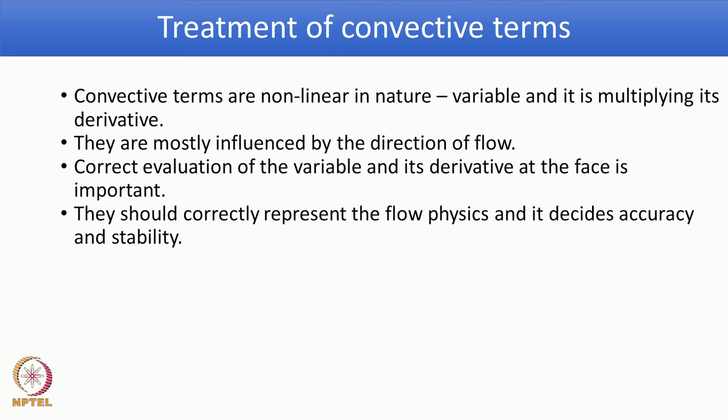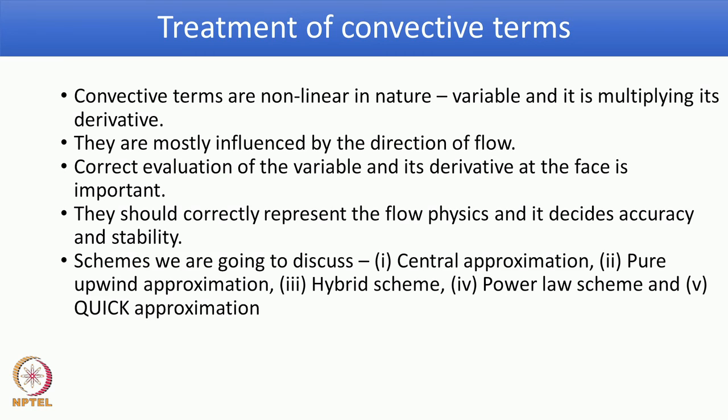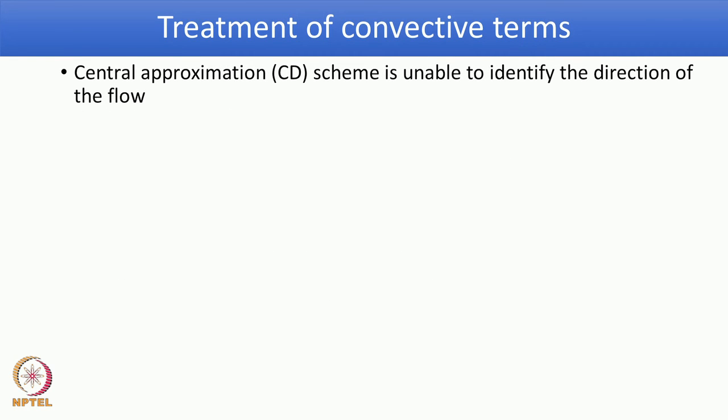They should obviously represent the correct flow physics, and it decides accuracy as well as stability, and we will observe with an example graph later how it affects accuracy. So, we are going to discuss 5 approximation schemes in detail. They are central approximation, pure upwinding approximation, hybrid scheme, power law scheme and QUICK approximation. First, we will take the central scheme.